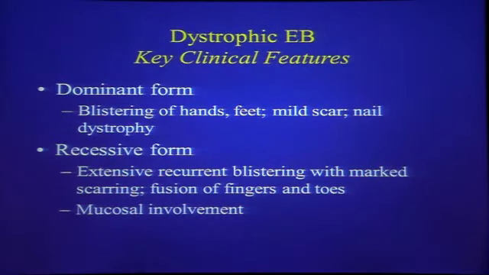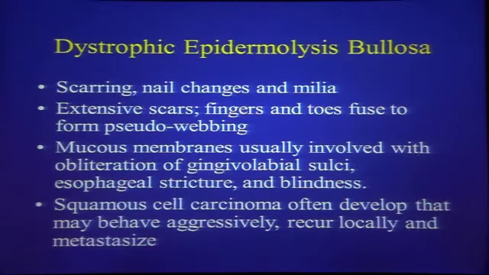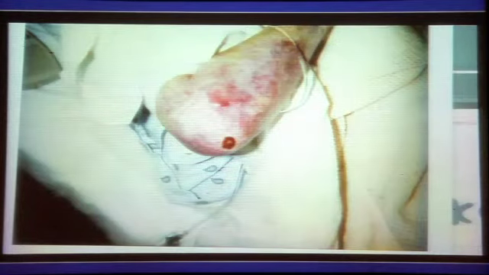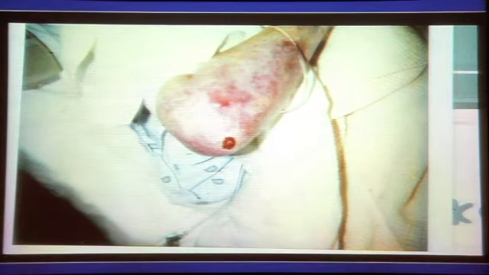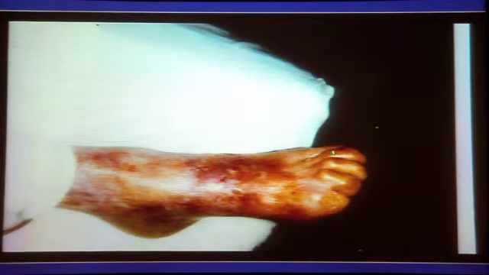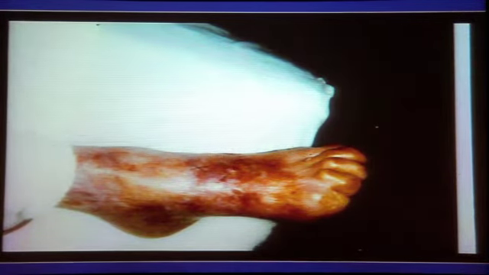The dystrophic forms, there's a dominant and a recessive form. Again, the recessive form is a terrible condition that's usually fatal. These people get squamous cell carcinomas, and they metastasize and end up killing the patient. They get these mitten deformities of their hands and their feet like this. They lose their digits here, and they often don't have normal growth.